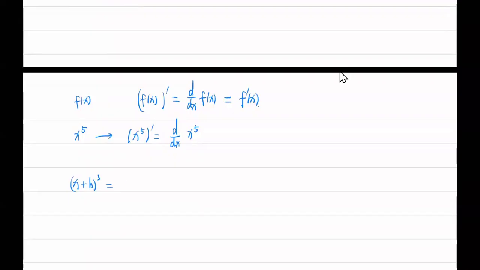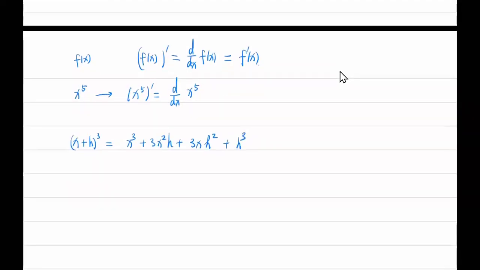X cubed plus 3x squared h plus 3xh squared plus h cubed. Okay, so with this, we want to find the derivative of it. F, the derivative of the cubic function by definition, it will be h equal to 0. H is, so here again h.